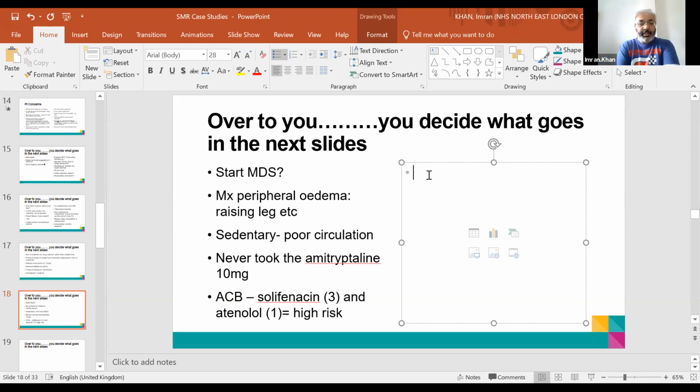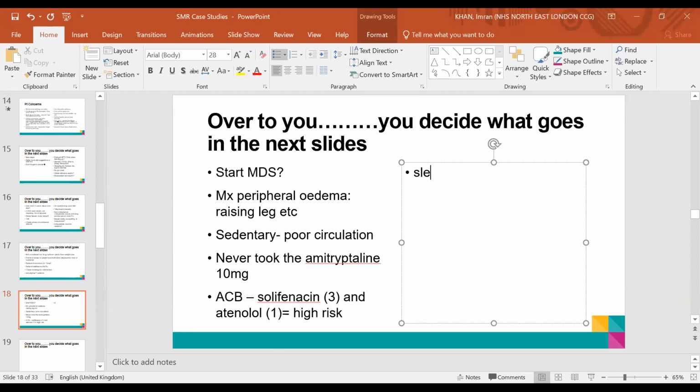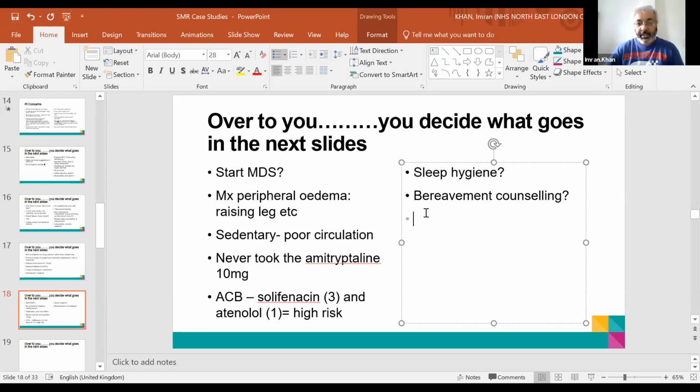Anybody, any other suggestions what we can do? Has she tried sleep hygiene measures or counselling for the loss of her husband? Okay. Yeah, good idea. Any other things that we should be thinking about or telling the GP to do, even if we can't do it, maybe out of our remit?